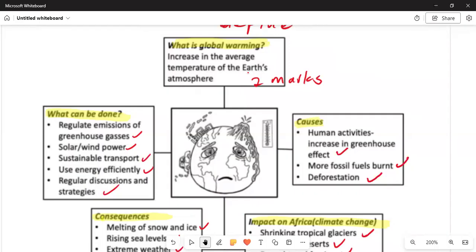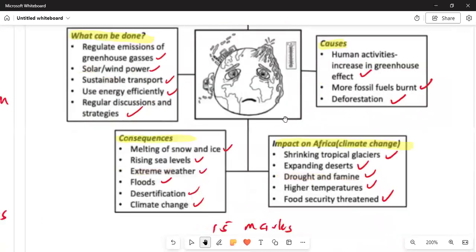Right. And then we can be asked what strategies can be implemented to regulate global warming, to regulate the emission of the greenhouse gases. Number 2, solar or wind power. Number 3, a sustainable transport development system. Number 4, use energy efficiently. And then number 5, regular discussions, and the strategies must have a plan.